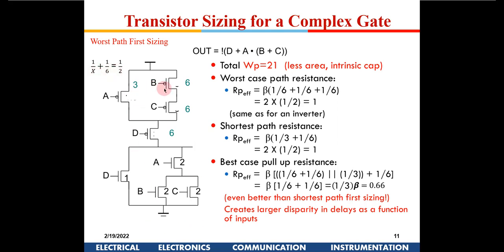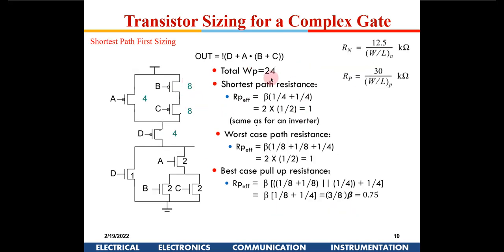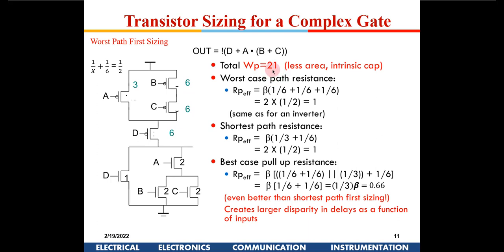Now the advantage here, if you see, is that total W is 21. So less area and less intrinsic cap. Here it was 24, now it is 21. So this is a better way of designing the circuit.